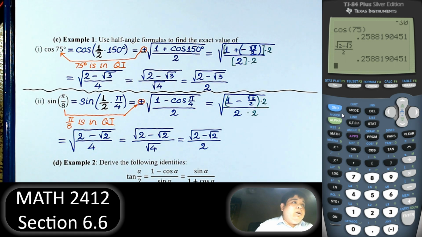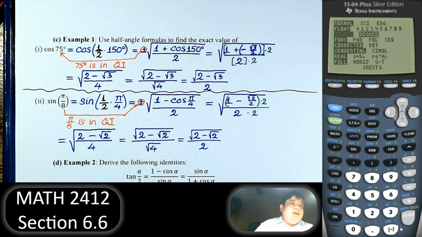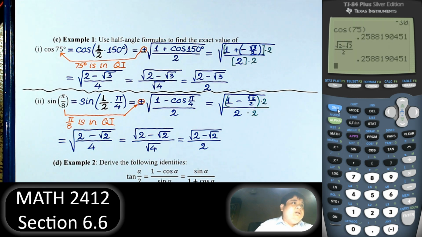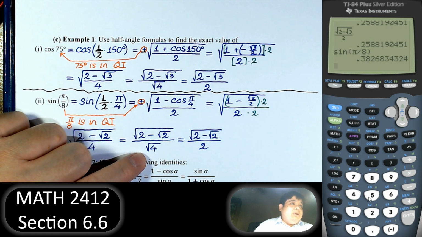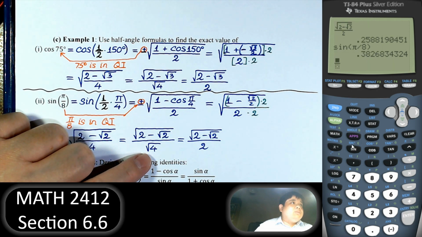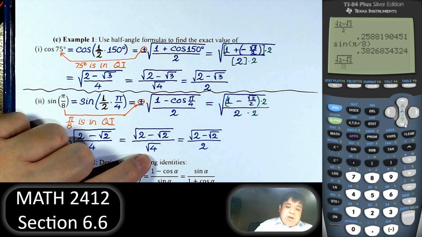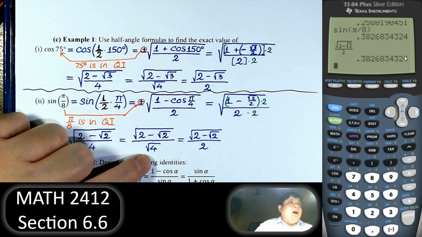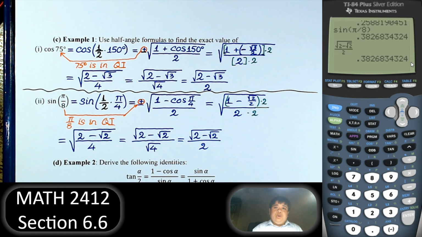Of course, we can check as well. Because we want to keep pi over 8, make sure it is in radian mode. Sine of pi over 8. Right, so we have that. Now we have the fraction square root of 2 minus square root of 2, divided by 2. Of course, those are the same, so it's good.